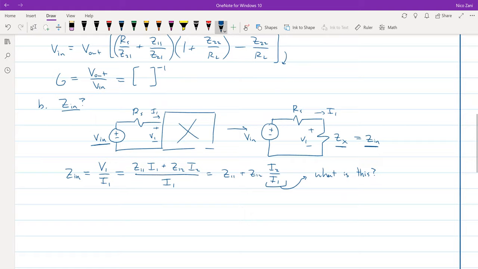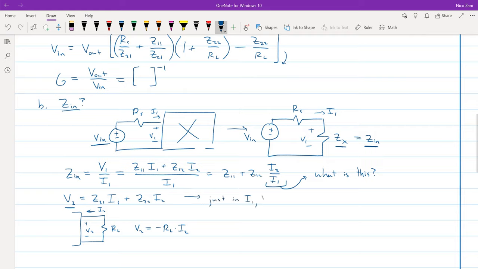So I'm going to use the second equation now for this. We know that V2 equals Z21 I1 plus Z22 I2. But what else do we know about V2? Well, we know that V2 can also be described. Here, let me actually draw out the other end of the circuit really quickly, where this is I2. We know that V2, as a result of this, is the resistance across the load, and can thus be described as negative RL times I2. So from this, we can get an expression that is just in terms of I1 and I2, which is the following: negative RL I2 is equal to Z21 I1 plus Z22 I2.